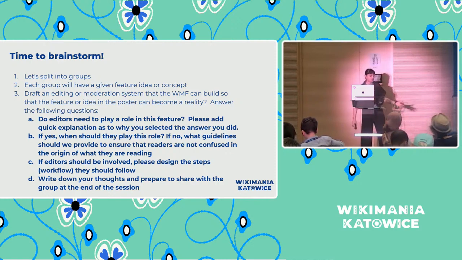So if yes, when do you think they should play this role? Should this be something that, for example, like I was saying earlier, communities should decide to enable overall? Should this be something that is editable or something else? And if not, what guidelines do you think we should provide to make it clear to readers so that readers are not confused as to what is content that's generated by a machine and content that's generated by editors? How can we make that distinction clear?